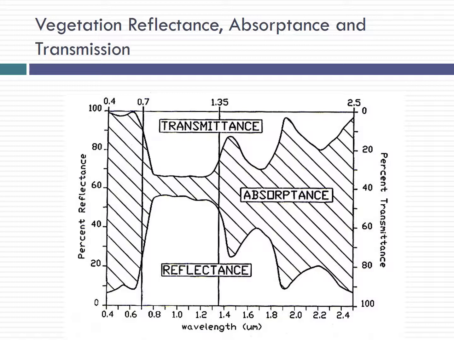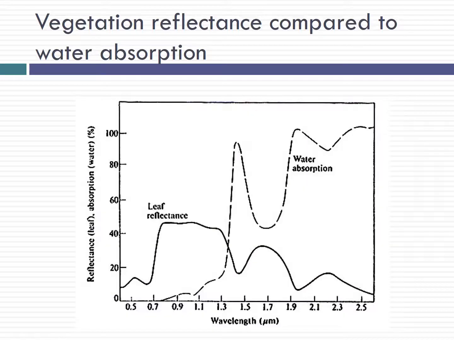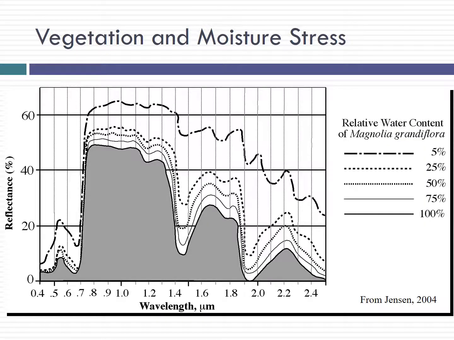So when we think of vegetation, reflectance, absorbance, and transmittance, we can sort of graph out how something looks. We can use this information with our vegetation and compare it to just water absorption, and we can use it to figure out a lot of interesting things. One of those things is moisture stress. Here we have a plant, Magnolia grandiflora. That's a magnolia tree, in case you're wondering.